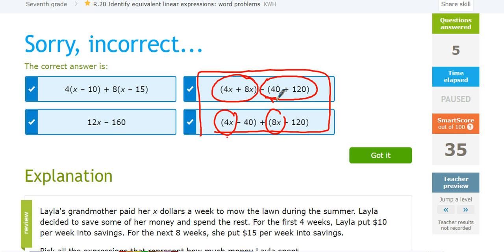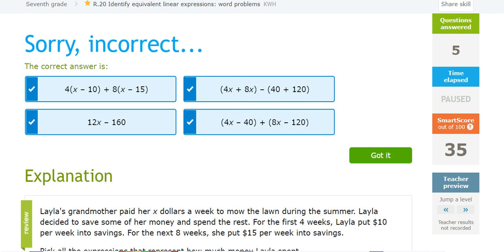So if you take your time and think about what just happened, again, this is how much she made: 4 times X plus 8 times X. That's a fair representation of how much she made. But then you deduct how much she spent. Over the first 4 weeks, she spent $40, so minus 40. Over the next 8 weeks, she spent 120. So this is indeed a fair representation. Okay, so if you got that one wrong, that wouldn't be the end of the world, but then you'd have that experience. You can continue moving forward. All right, that's a great question. Let's keep moving.